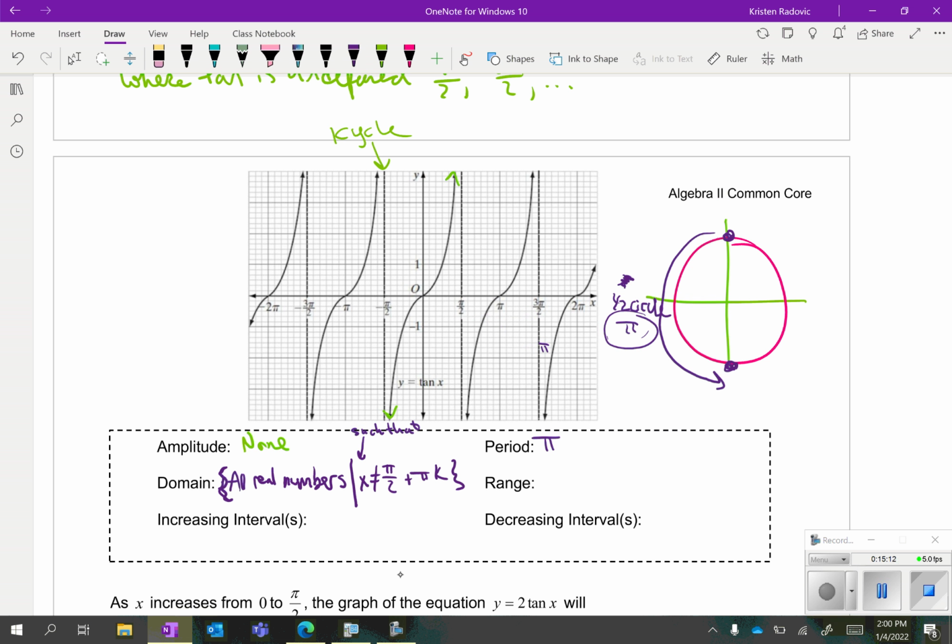It's still not letting me erase everything. It is what it is.